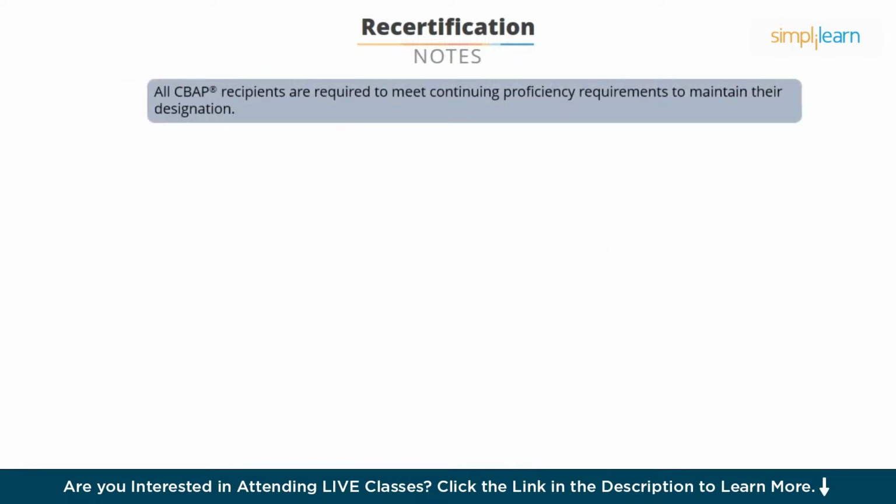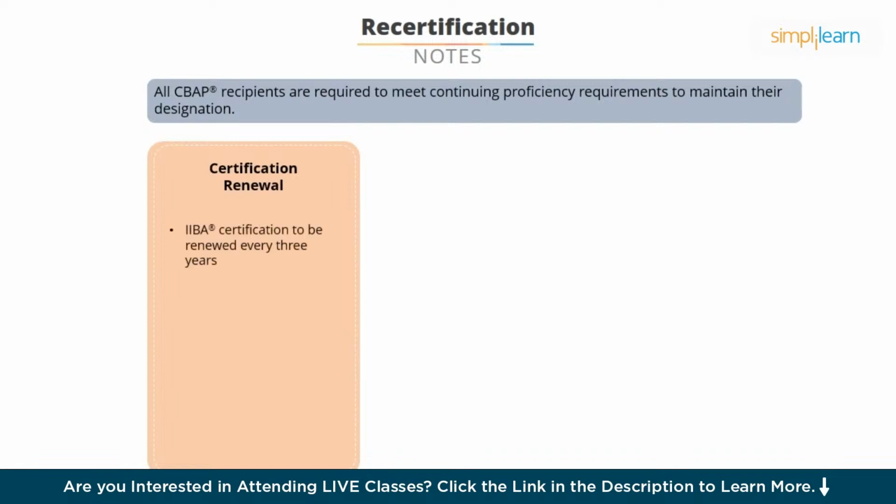All CBAP recipients are required to meet continuing proficiency requirements to maintain their designation. Continuing proficiency is one of the important benchmarks of a quality certification program. About renewing your certification. The IIBA certification needs to be renewed every 3 years. The CBAP recertification handbook and related forms are posted on the IIBA website.